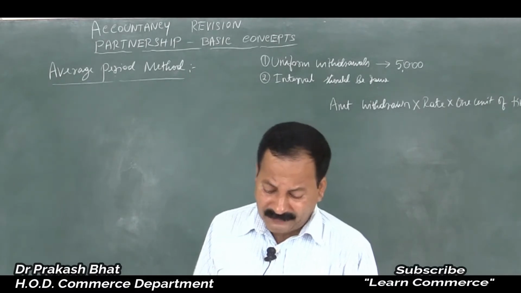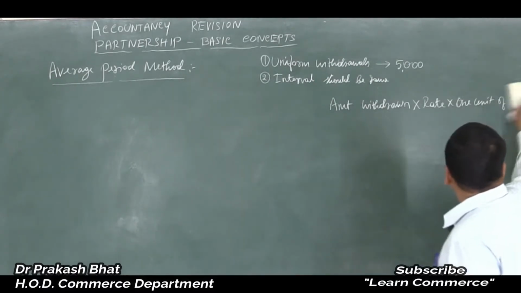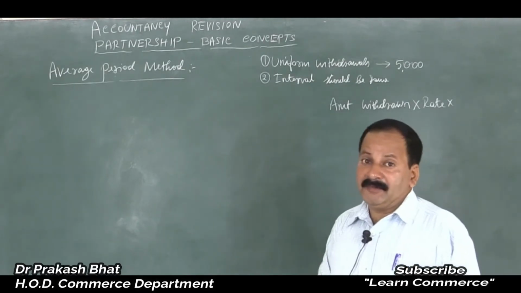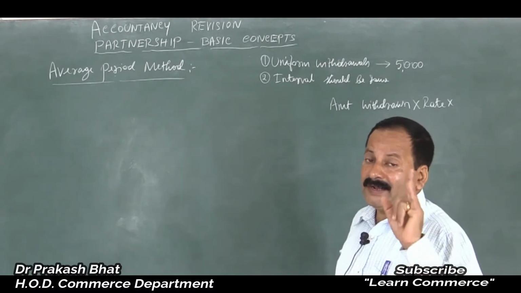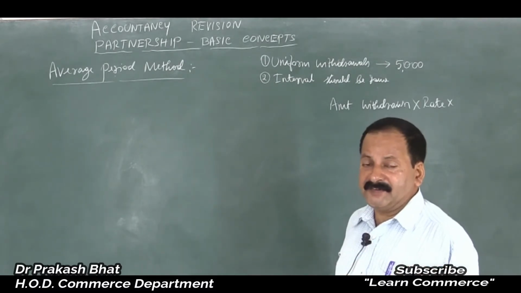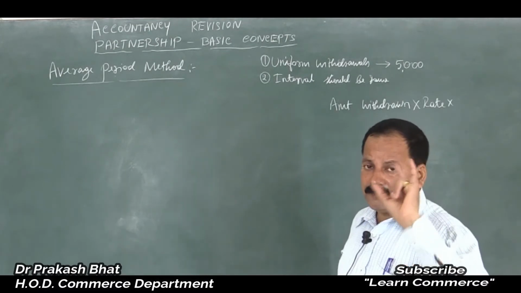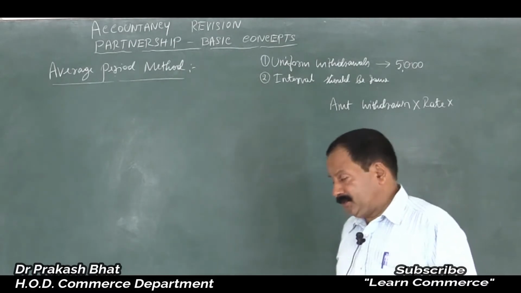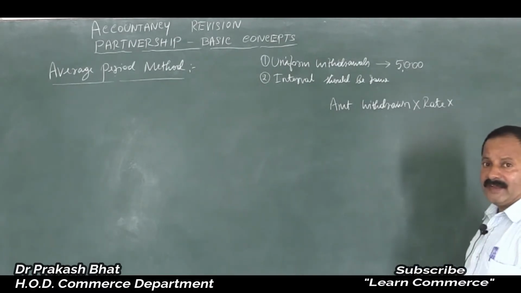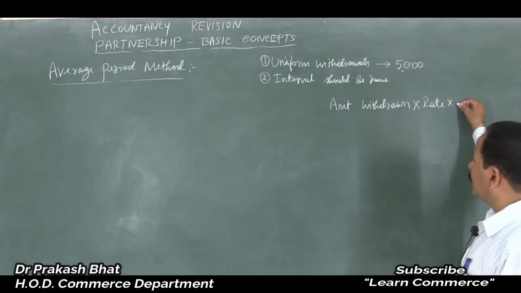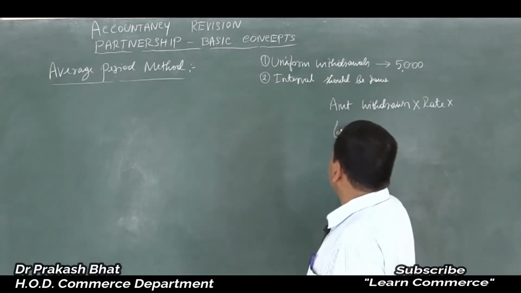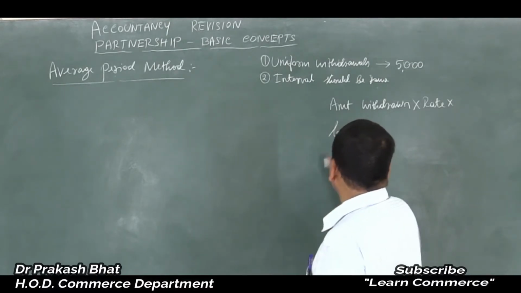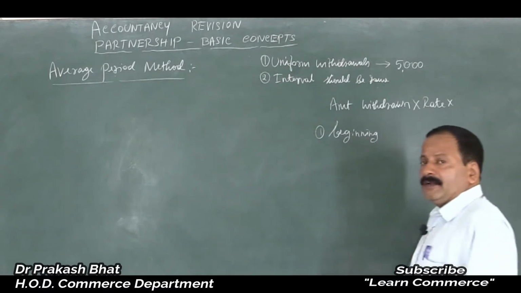No friends, it is not 1 unit of time. 1 unit of time you are following under product method. Remember this, 1 unit of time you are following under product method, not specific period method. Under product method, total withdrawals into rate of interest, into 1 unit of time. Here you have to make sure that at the beginning of each month, there are 3 cases. Beginning of each month, then the first case you have to calculate for 6.5 months.